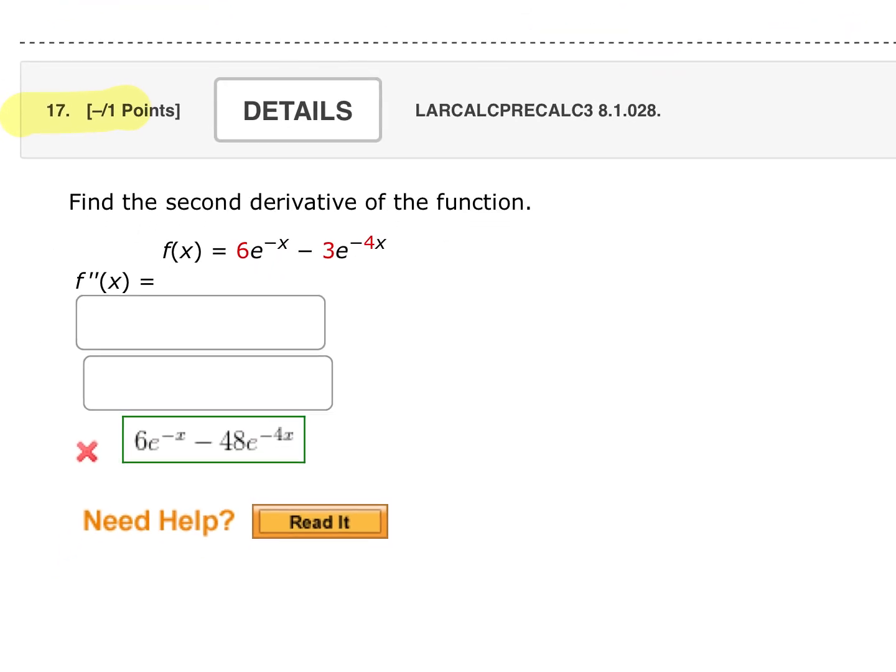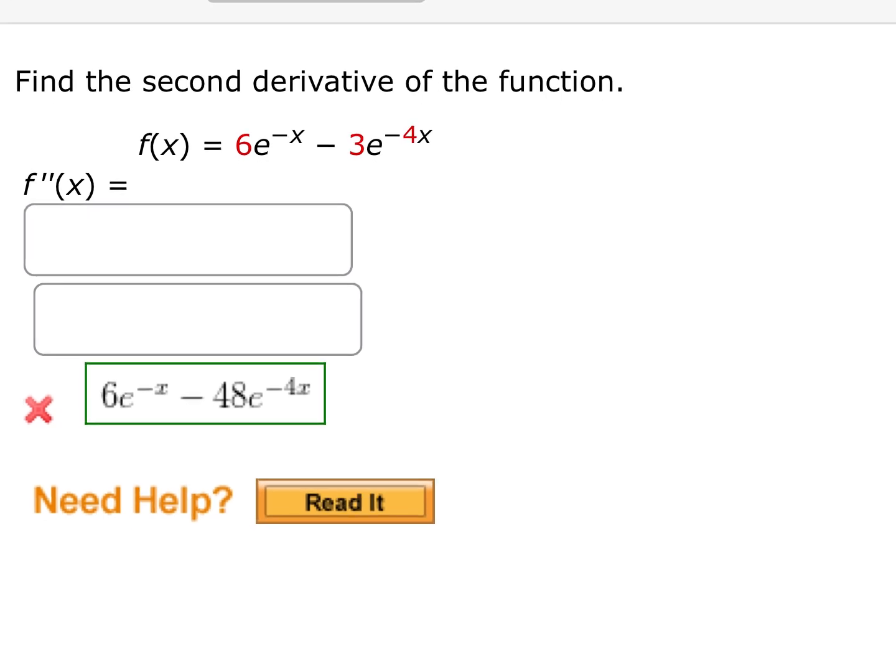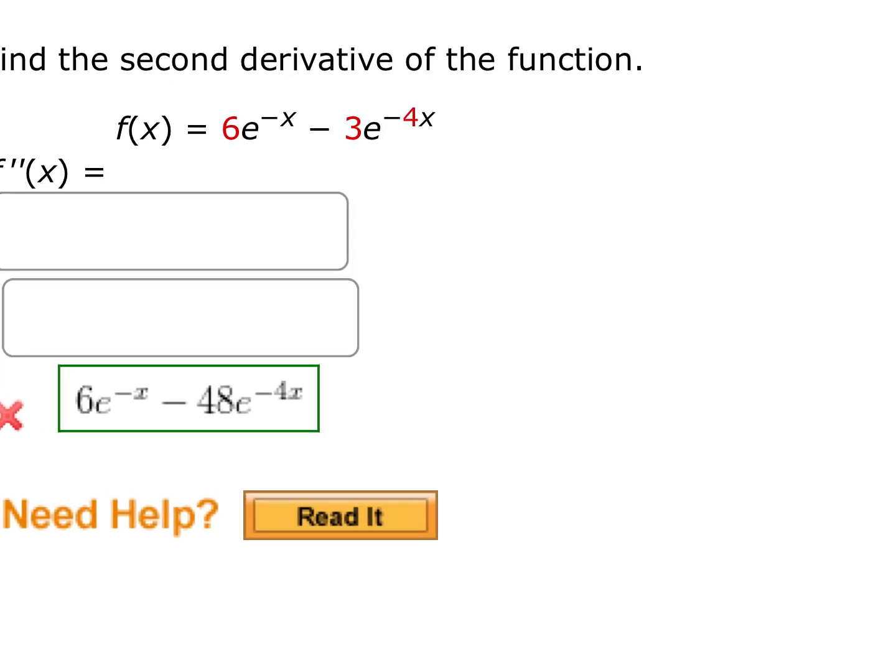Looking at 17, we're just going to take the first derivative of this one, just to practice. So when we take our derivative, we're going to take the derivative of each term separately. If we were multiplying by an x, let's say this was 6x that we had here, we'd have to use the product rule. But since it's just a constant, we don't have to use the product rule. We can just treat this as one term. So our derivative here would be 6 e to the power of negative x. It stays the same. Times the derivative of our exponent.